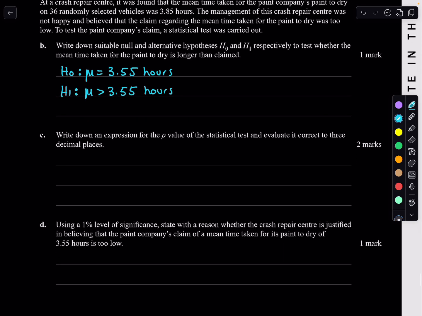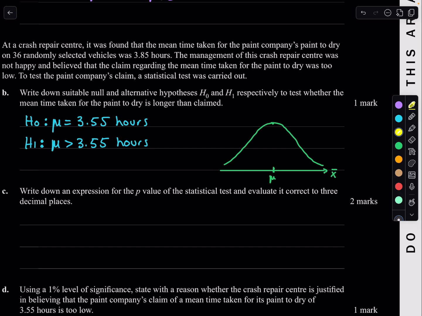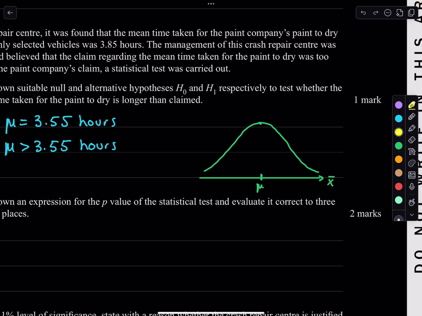Next question. Write down an expression for the p-value of the statistical test and evaluate it to 3 decimal places. Really, really easy. What is the p-value? Well, the p-value represents the extreme value. Let me explain. If I draw a nice normal distribution here, and let's call this x bar, it represents x bar. Of course, this is your mean. So we know, for example, how we know it's 3.85 hours. Where is that 3.85?